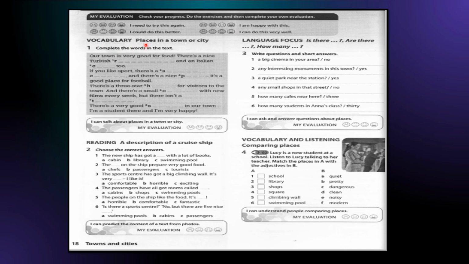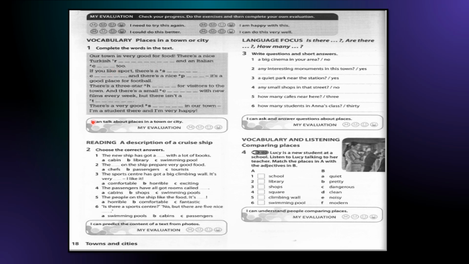So for vocabulary, number 1, complete the words in the text. Our town is very good for food. That's a nice Turkish. What is it? What do you think is the answer? Good. Restaurant. Okay, so just fill it up here inside your workbook. No need to do it in E1 or E2. Just fill up the blanks here. And an Italian cafe too.